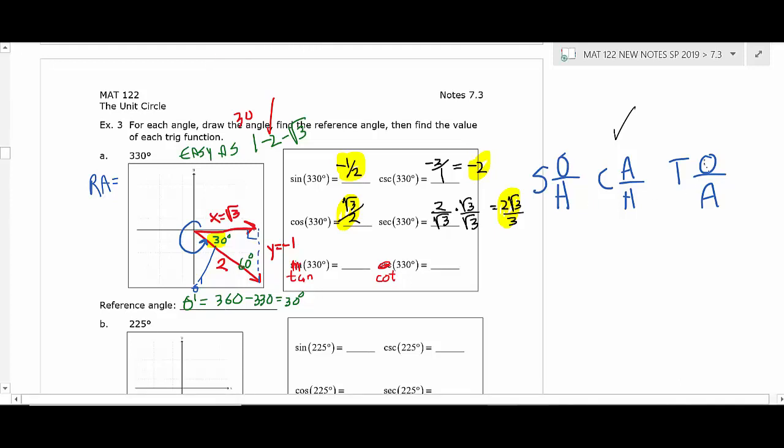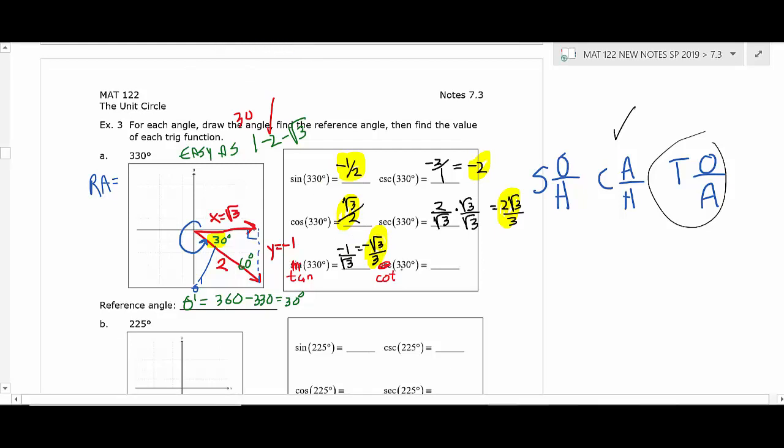Okay, so tangent is opposite over adjacent. Look at your triangle. Opposite is negative 1. Adjacent's root 3. So opposite over adjacent is negative 1 over root 3. If you rationalize that denominator, you're going to get negative root 3 over 3. I'm not going to go through the details of rationalizing much anymore.